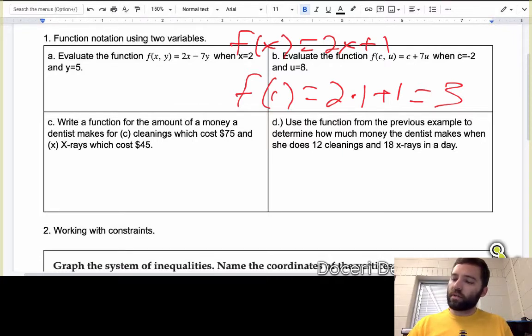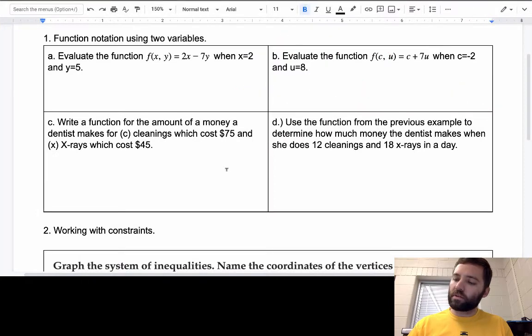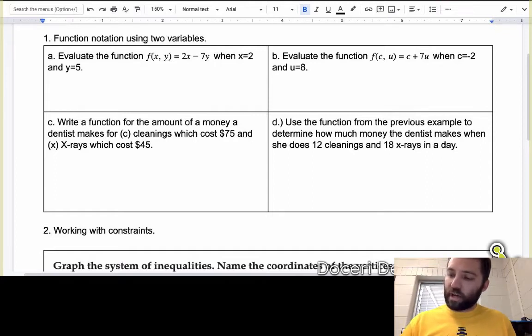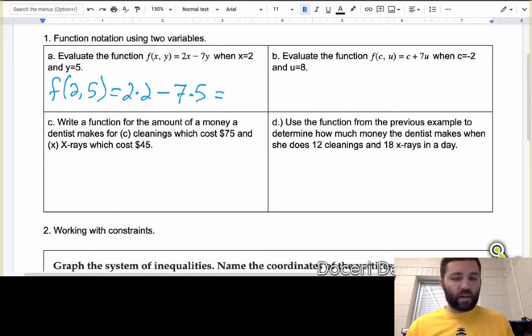So here we are going to introduce function notation in two variables. Let me show you how it works. If I have a function that is f of x comma y equals 2x minus 7y, we want to evaluate that when x equals 2 and y equals 5. So it would look like this: f of 2 comma 5. That would be 2 times, and we're going to plug in 2 for x, so 2 times 2, minus 7 times, and we'll plug in 5 for y. And for that answer, we will get negative 31. Okay, so function notation, plugging in an x and a y.